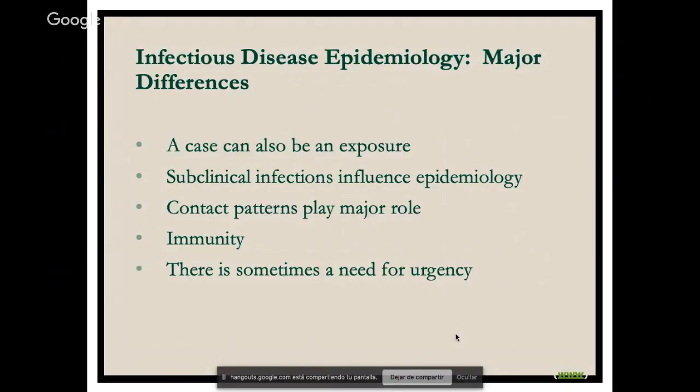First, we need to know the major difference. We have first a case, which can also be an exposure. Then we have a subclinical infection influenced by epidemiology. Then we have the contact, parents and play role. And then we have the immunity. And sometimes there is a need for urgency.